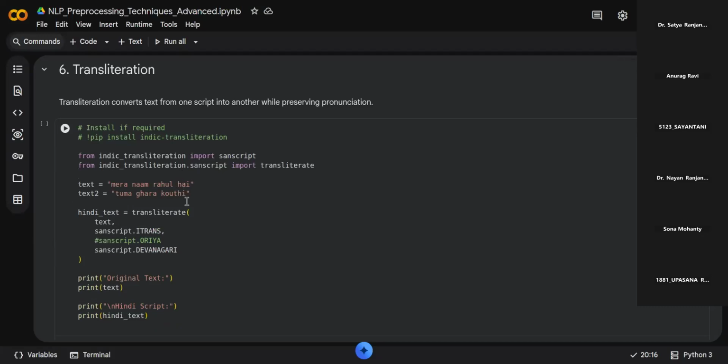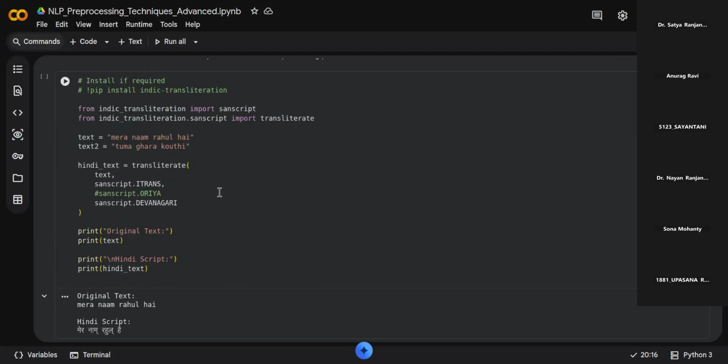For transliteration, if you have Hindi text and you want to transliterate it, transliterate means it is written in English script, but the content is in Hindi or Odia. How will we do that? There is a module called indic_transliteration. Just import sanscript from indic_transliteration, and from indic_transliteration.sanscript import transliterate. So let's say I have two texts.